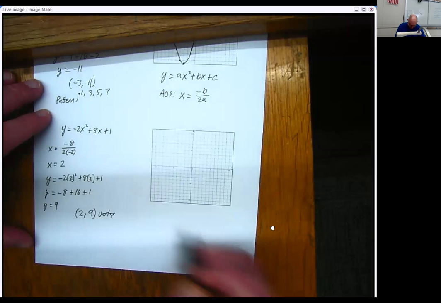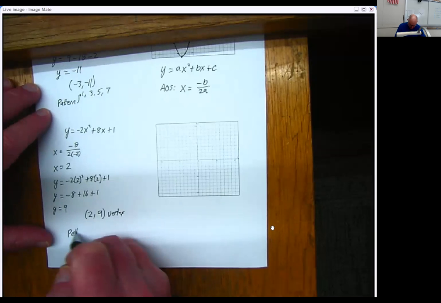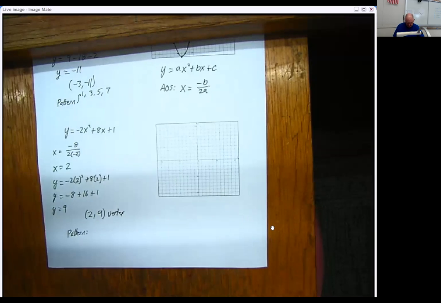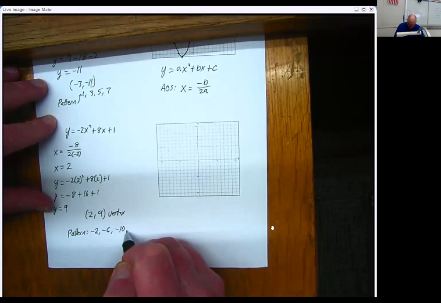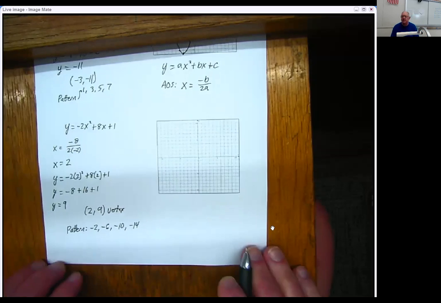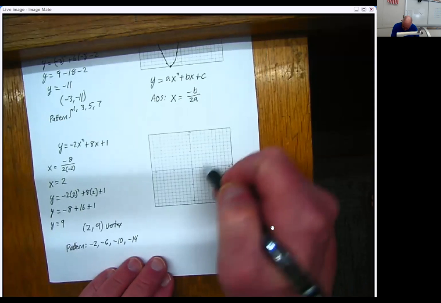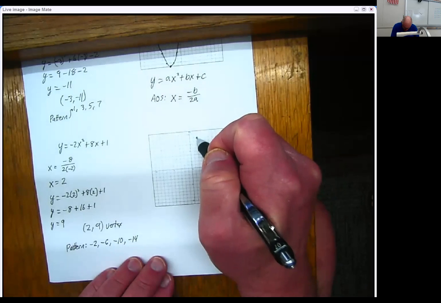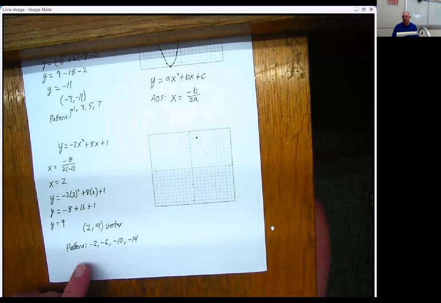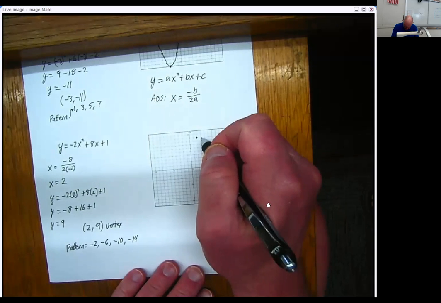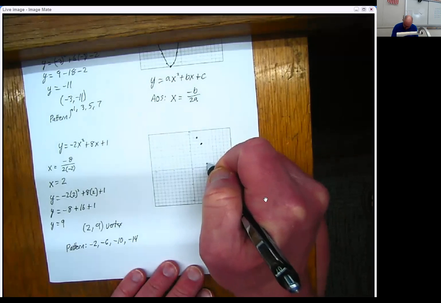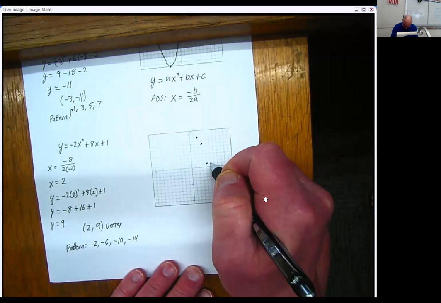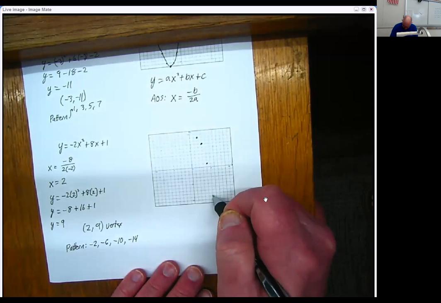Now my pattern, I multiply 1, 3, 5, 7 by negative 2. So I'm going to have negative 2, negative 6, negative 10, and negative 14. So plot the vertex, over here at 2, 9. Now notice my pattern's negative, which means when I move over 1, I'm going down. So over 1, down 2, over 1, down 6, over 1, down 10. So that's going to be right here.